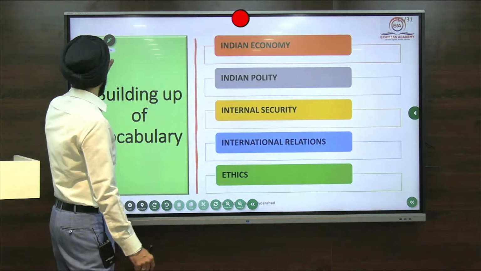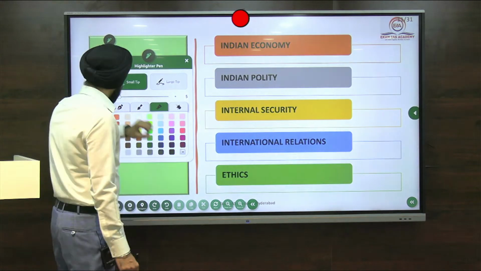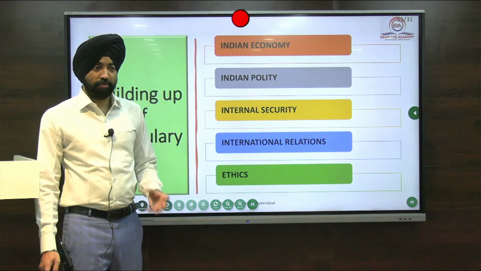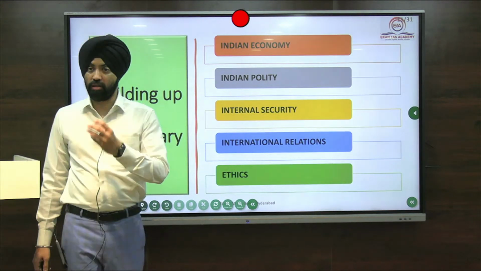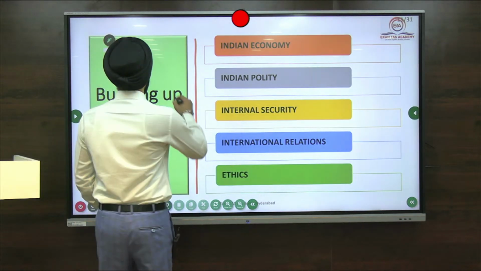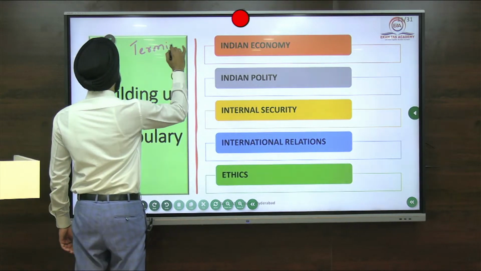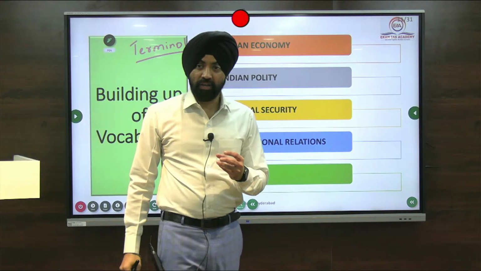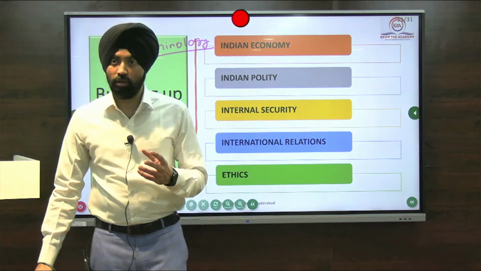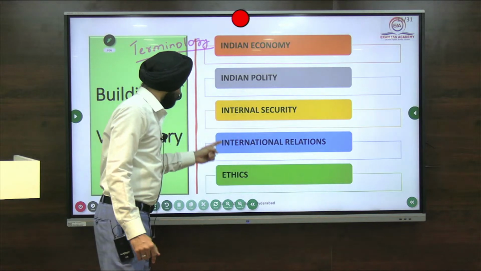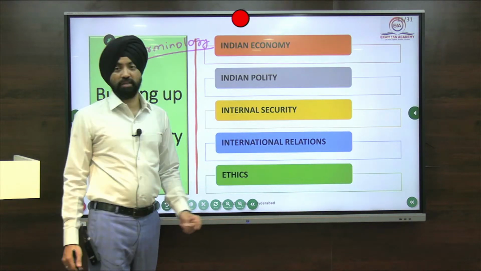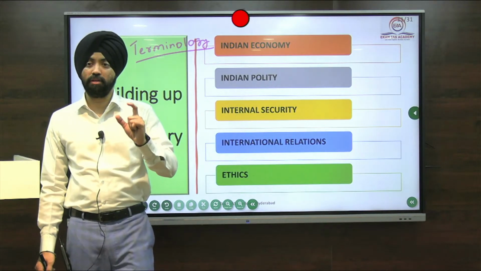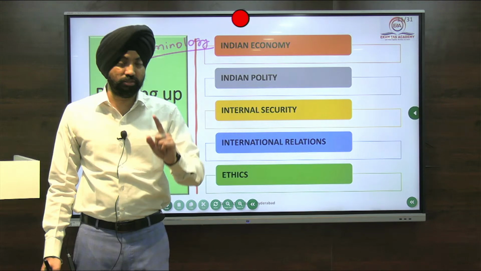Building your vocabulary. As I told you, building vocabulary is very important in UPSC. See, every subject has its own vocabulary. Vocabulary here means basically the terminology. Whenever you are writing an Indian economy answer, you cannot use internal security or ethics or international relations words while framing sentences. So these are the 5 subjects which have their own terminologies that you need to master over a period of time.